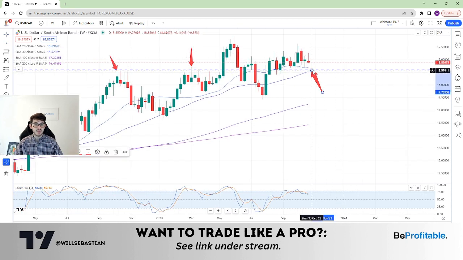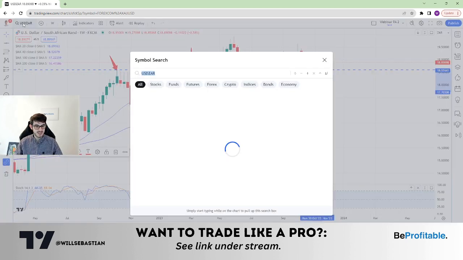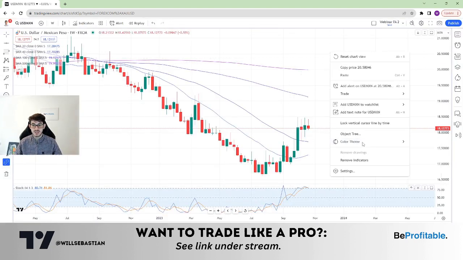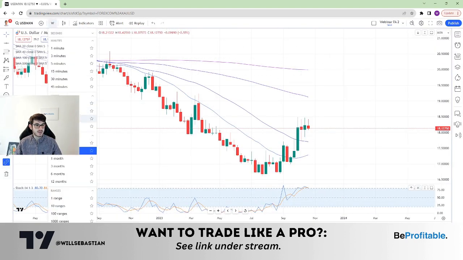So dollar ZAR, I prefer it at 18.6. That's my overall bias. Anything to the upside, perhaps near 19.386, I would consider short. So that's the dollar ZAR. I'm going to do the dollar MXN. Interesting charts. Thanks for asking.